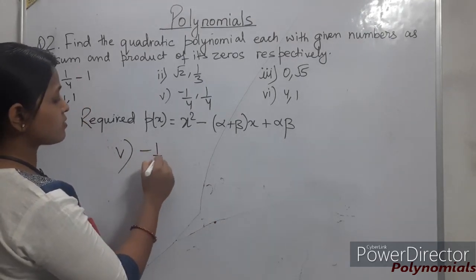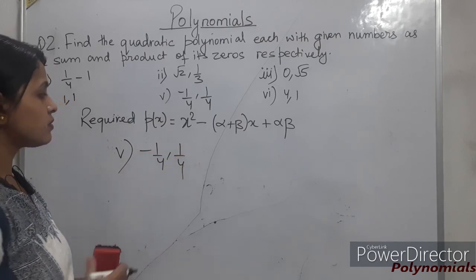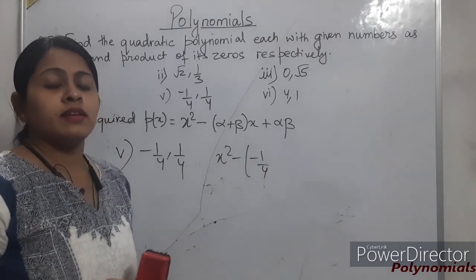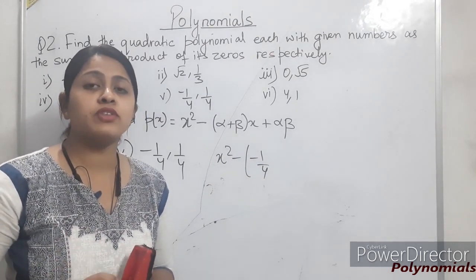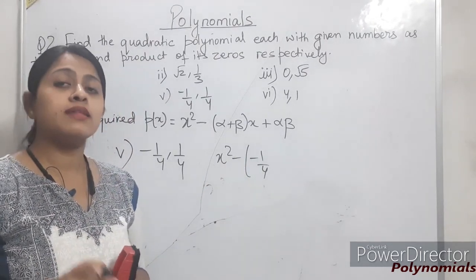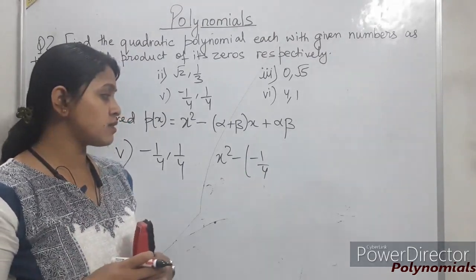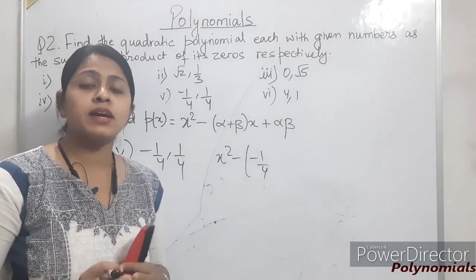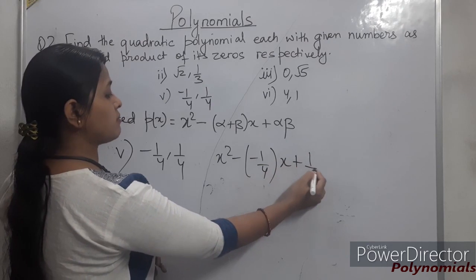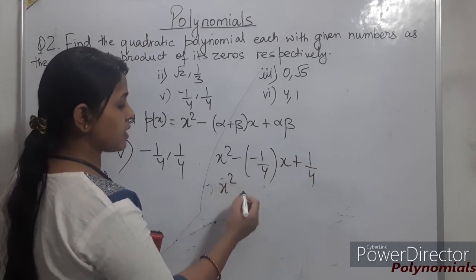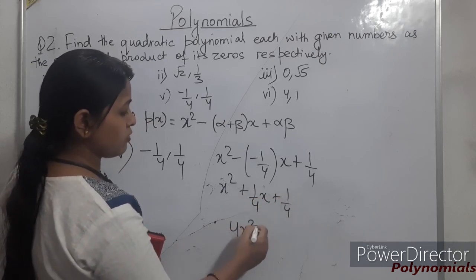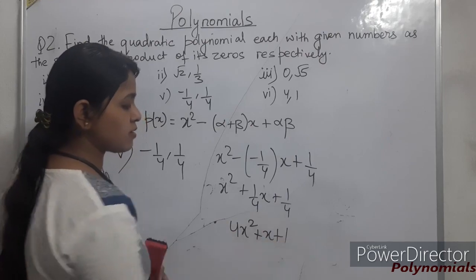Question number 5 is minus 1 by 4 and 1 by 4. So x square minus, again we have to write minus. One very important thing is we have to observe which sign is used. Sign का हमें बहुत बड़ा ध्यान रखना है. Sign plays a very important role in mathematics. Okay, अगर हमारा sign थोड़ा सा भी गड़बड़ हुआ, our answer is wrong. Okay, x square minus, minus 1 by 4 x plus 1 by 4. So what is the equation? 4x square plus x plus 1.